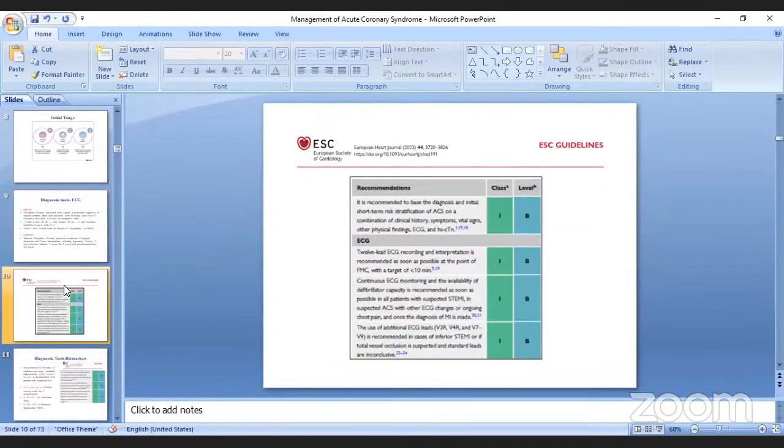So these recommendations are from the ESC guidelines, which were updated in 2023 and published in the European Heart Journal. A 12-lead ECG recording and interpretation is recommended within 10 minutes of the first medical contact of the patient. And continuous ECG monitoring and availability of a defibrillator is necessary. And the use of additional ECG leads, such as V3, V4, V5 and V7 to V9, is recommended in case of inferior STEMI, or if any total vessel occlusion is suspected.